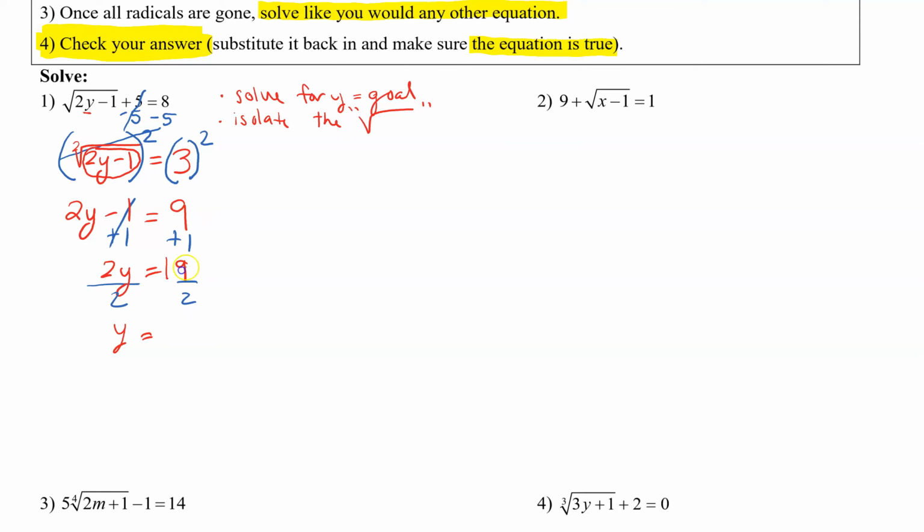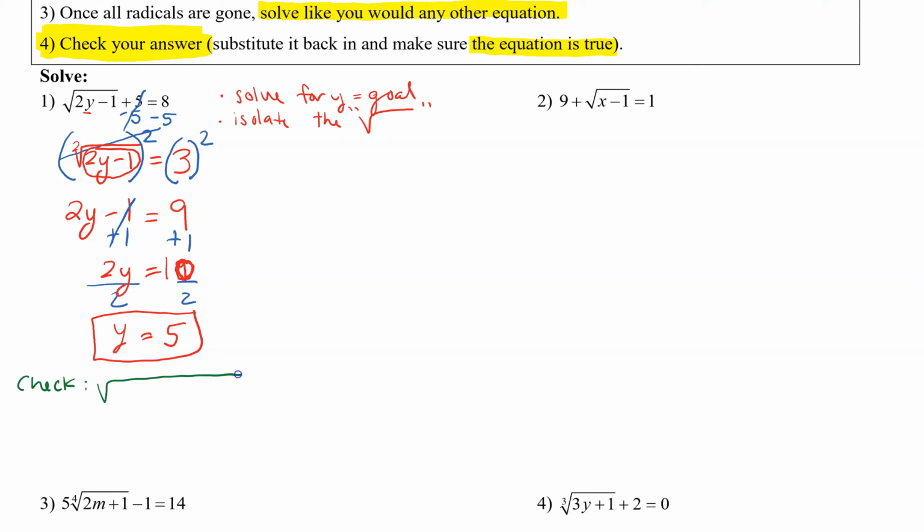9 plus 1 is 10, not 9, and then 10 divided by 2 is 5. So in this equation, when I solve it using our algebraic operations, I get y equals 5. So now what I want to do is check: does that make my original equation true?